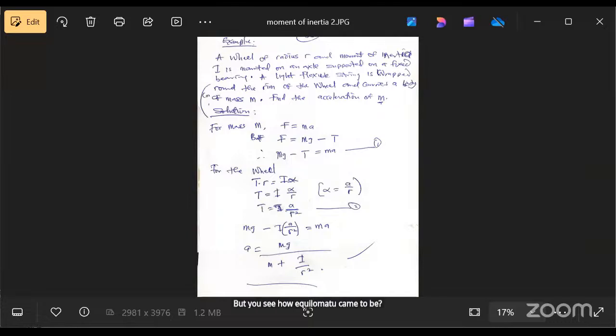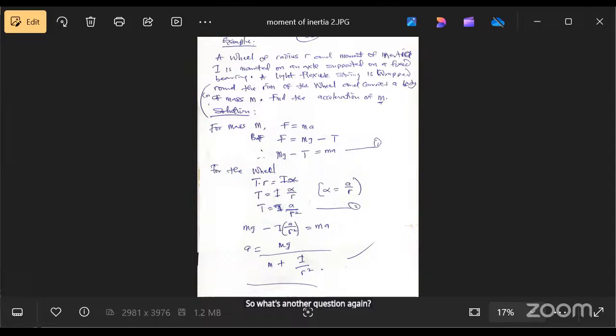What did you say? Please come again. You can now see equation number 2 as tension equals I A all over R squared. After this, every other thing is arithmetic. Just substitute T where you see T in equation 1 and make the acceleration the subject of the formula. Then you get that expression. So what other question?